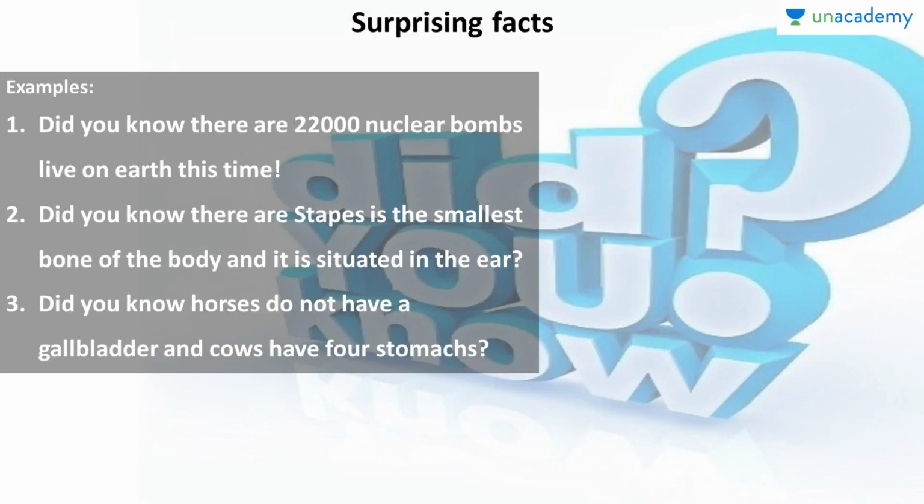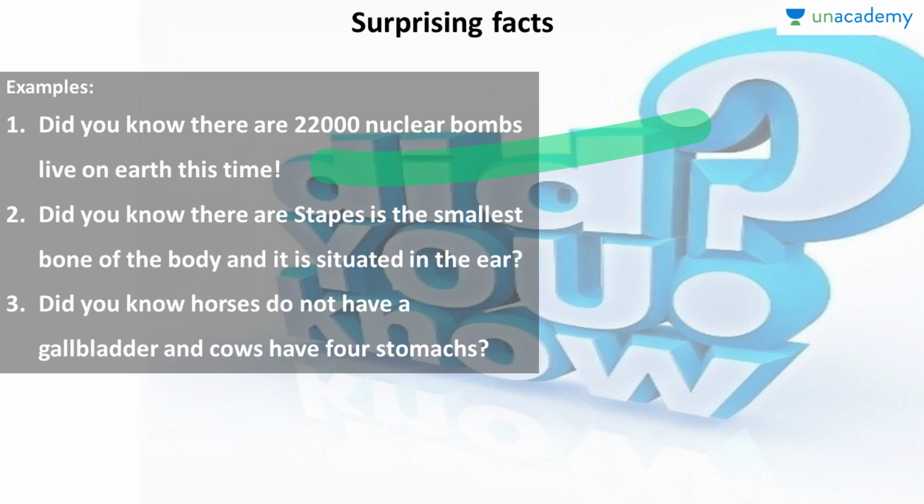Then surprising facts. By the way, do you know that horses do not have a gallbladder and a cow has 4 stomachs? Do you know the smallest bone of our body is situated in our ear, and we have around 22,000 live nuclear bombs on Earth? Imagine if they explode, they're going to end this whole solar system. Well, there are certain facts which scare, like this one, and we should do something to avoid all the nuclear holocaust, but that is a separate story altogether.